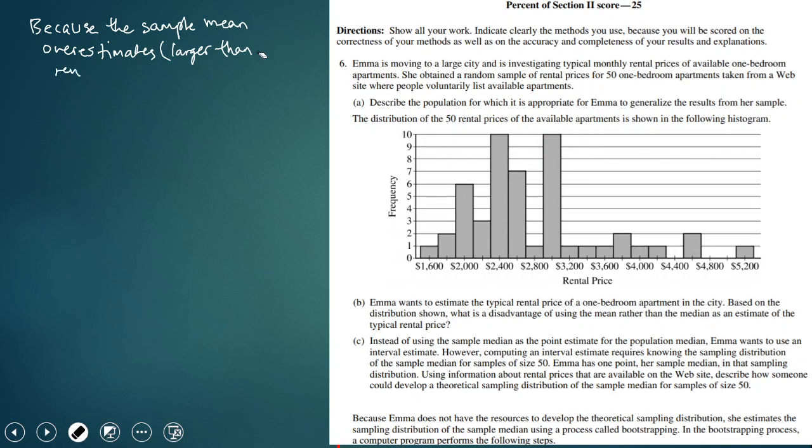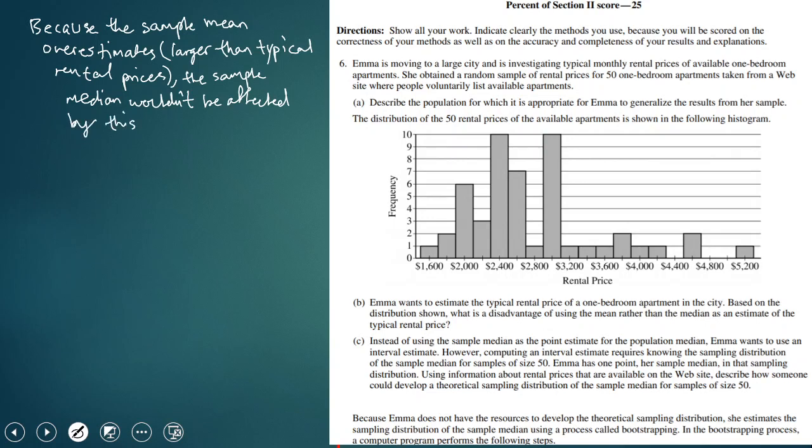actually the word average here is not the proper terminology. It should be typical rental prices. The sample median wouldn't be affected by the skew and would be a more accurate measure.